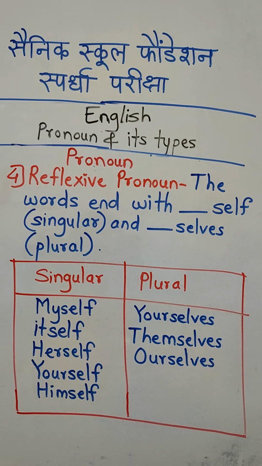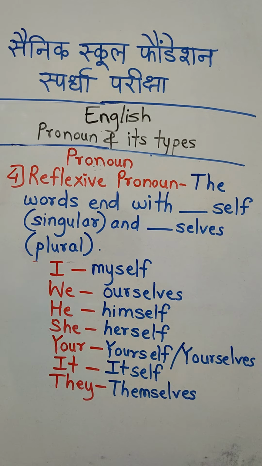Here we can write these reflexive pronouns as, for the pronoun I, we will use the reflexive pronoun myself. For the pronoun we, we will use the reflexive pronoun ourselves, that is in plural form. Now, for the pronoun he, we will use the reflexive pronoun himself. And for the pronoun she, we will use herself.